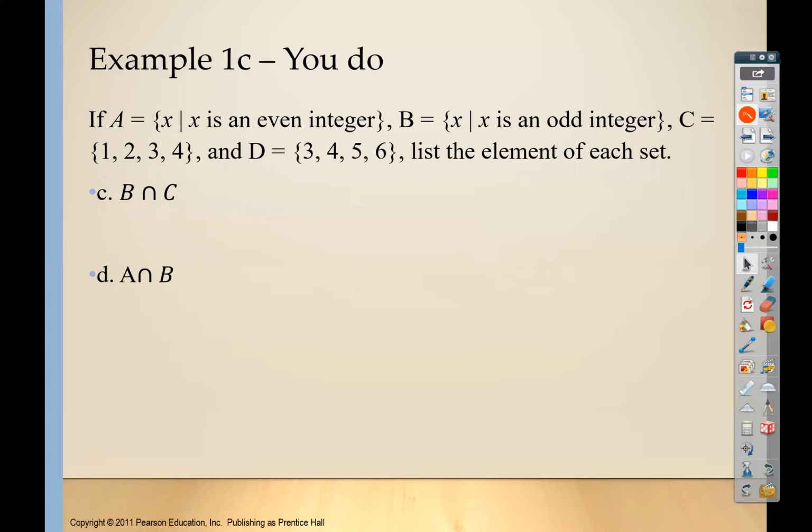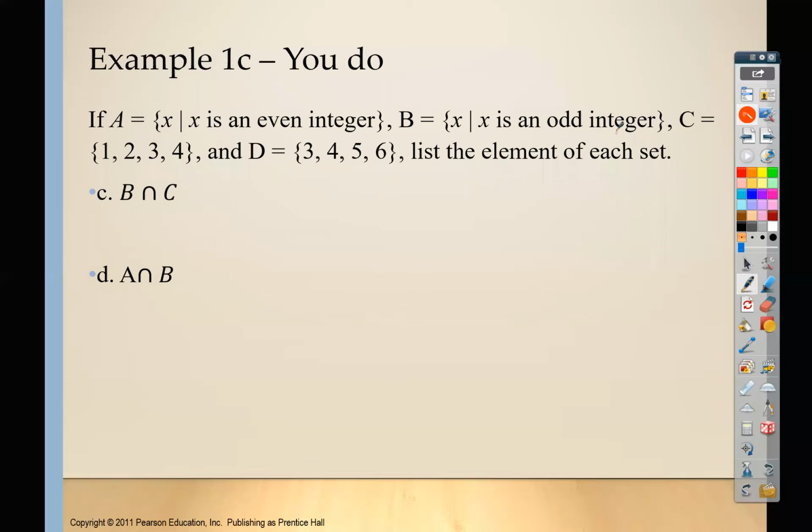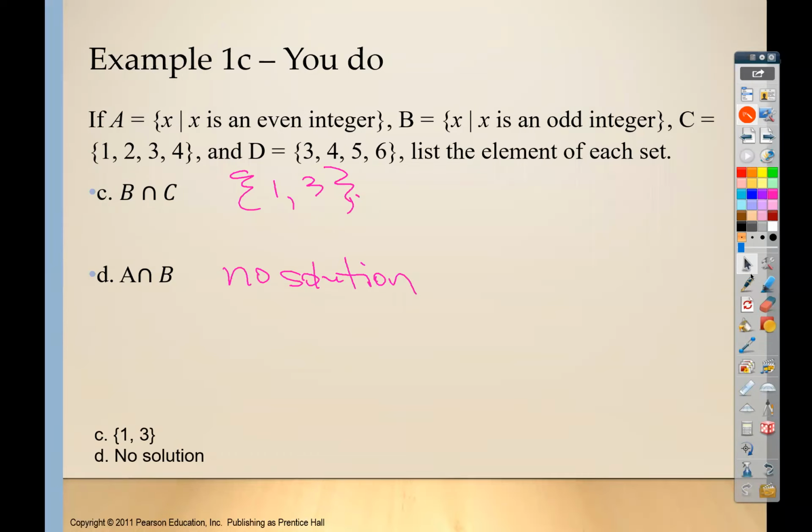Okay, here's one for you to do. Part B is asking, what is B intersect C? What are the numbers in B that are also in C? B is odd integers, C is {1, 2, 3, 4}. So the odd integers in C would be 1 and 3. And then A intersect B: what are even integers that are also odd integers? That is no solution, because there are no numbers that are even and odd. I hope you got that right.